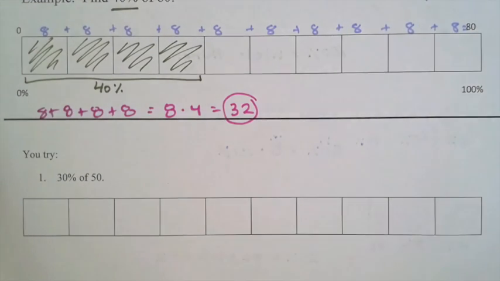So if I went and bought something for $80 and it was 40% off, I could figure that out and say it's $32. Wow. Another real world situation that you could use this in, because we all go buy clothes.